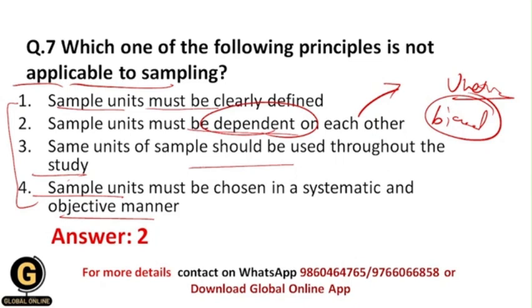Sample units must be clearly defined. Yes, this is one of the principles applicable to sampling. As well, the same units of samples should be used throughout the study. When we use different units, then obviously our results won't be accurate, right? So this is again one of the principles applicable to sampling. Sample units must be chosen in a systematic and objective manner. Again this is one of the principles of sampling technique, because we need to do all the procedures in a systematic and objective manner.